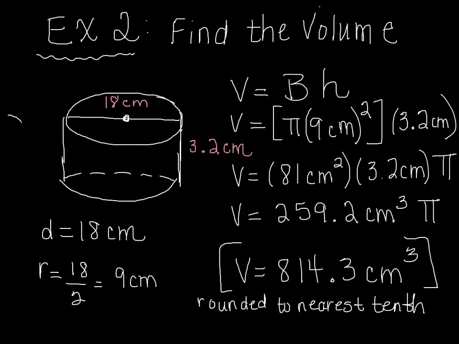All right, radius squared would give me 81 centimeters squared. I'm going to multiply that by 3.2, which is the height, times pi. So I get 259.2 centimeters cubed times pi. If I multiply that number by the pi button, I should get 814.3 centimeters cubed, and I did round to the nearest tenth on this.